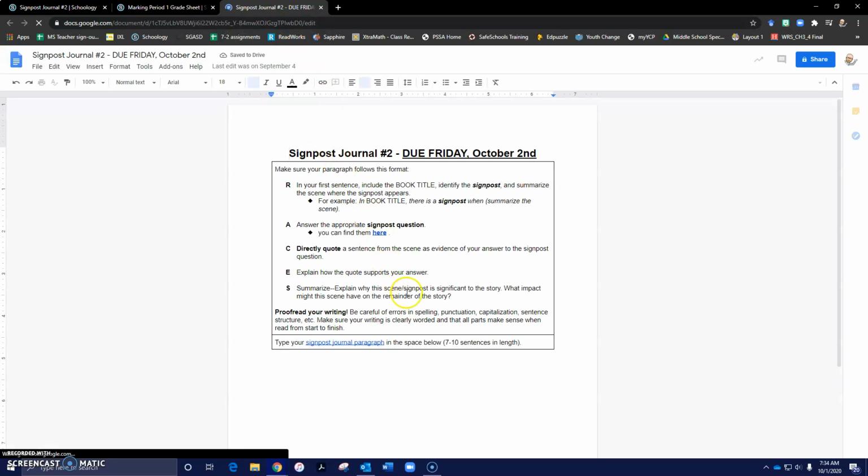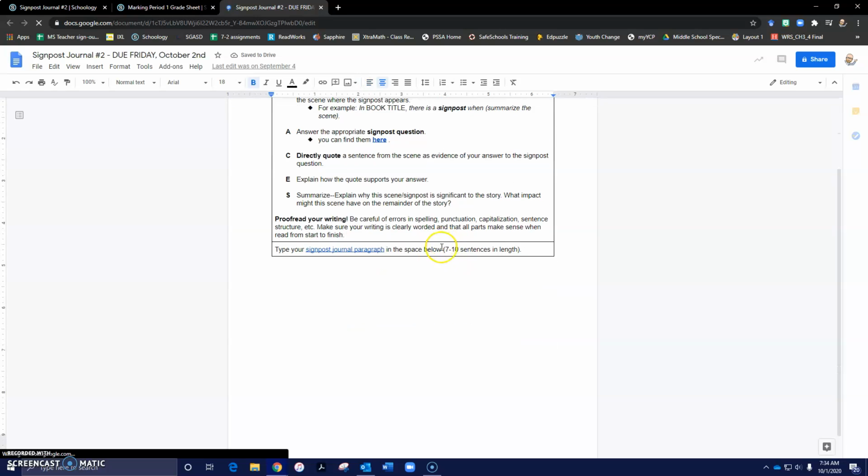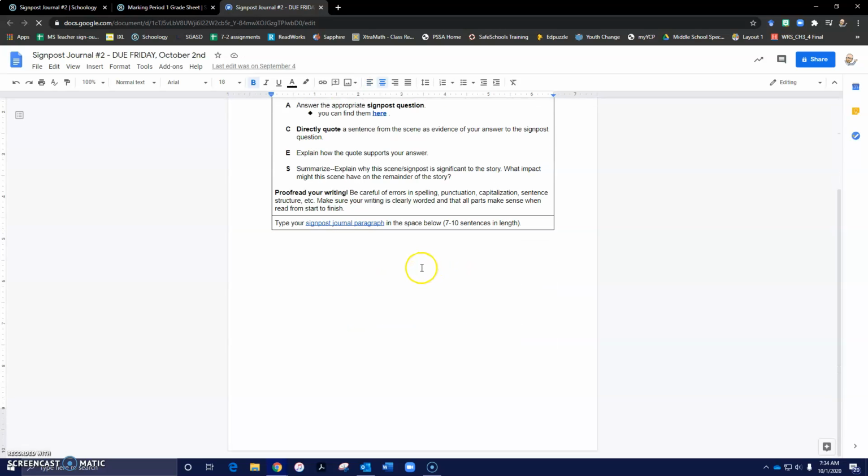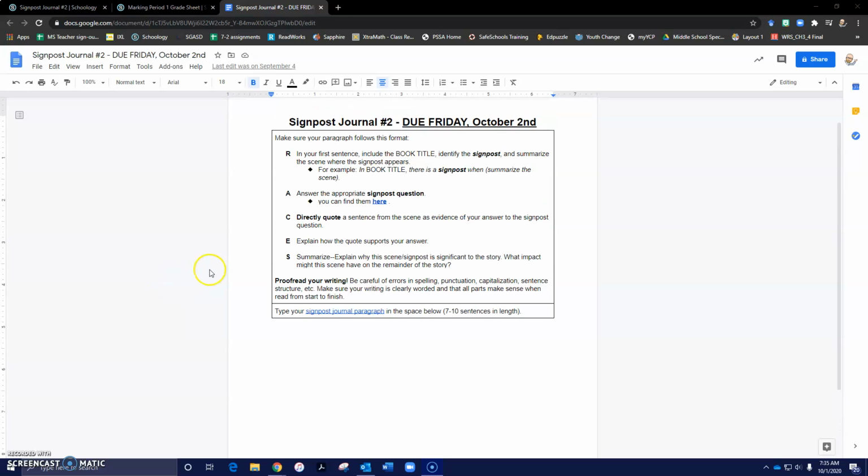Now, Signpost Journal number 2 is a little different, and that's because I'm not giving you a passage to write about. So that means that for this Signpost Journal, you will need to be pulling your signpost from your book that you're reading, or you should have been reading, your independent reading book or an independent reading book.